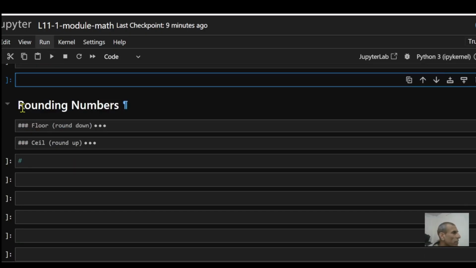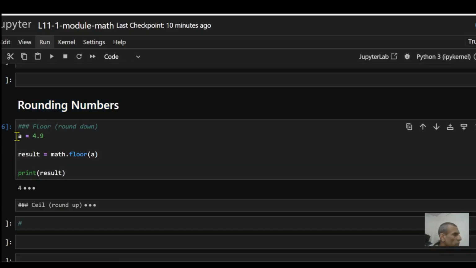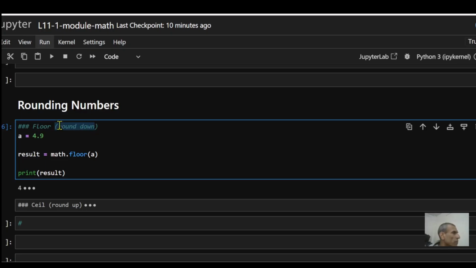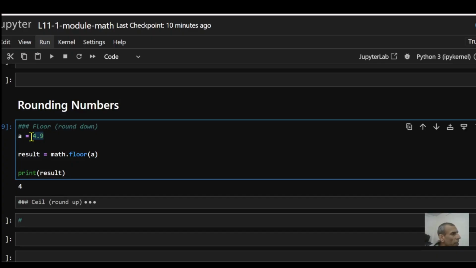Now let's look at rounding numbers. There are two main operations: floor, which is round down, and ceiling, which is round up. Let's look at the floor one first. Suppose my a equals 4.9. In this case, you call math.floor(a), and what it's going to do is round down. So when you run this, it's going to print 4, because when you round down 4.9, it rounds to 4.